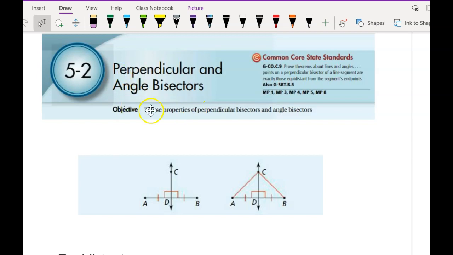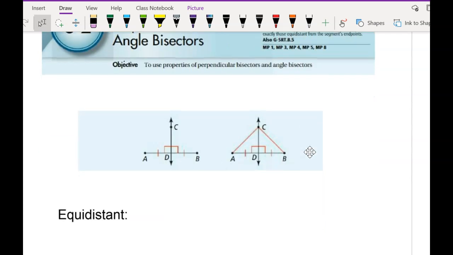So this is section 5.2, perpendicular and angle bisectors. Our objective is to be able to use the properties of the perpendicular bisectors and angle bisectors. So let's look at this first example here.